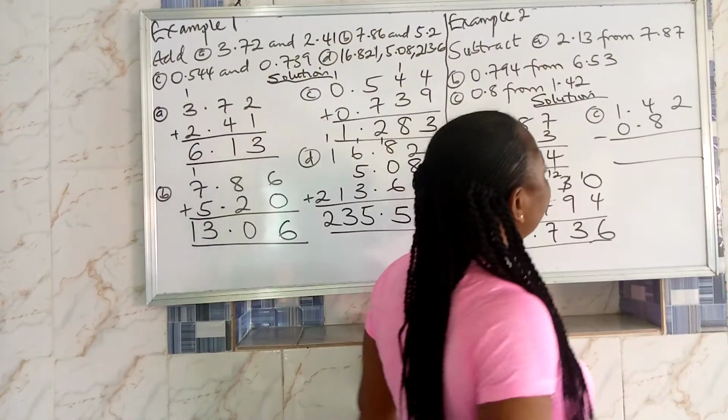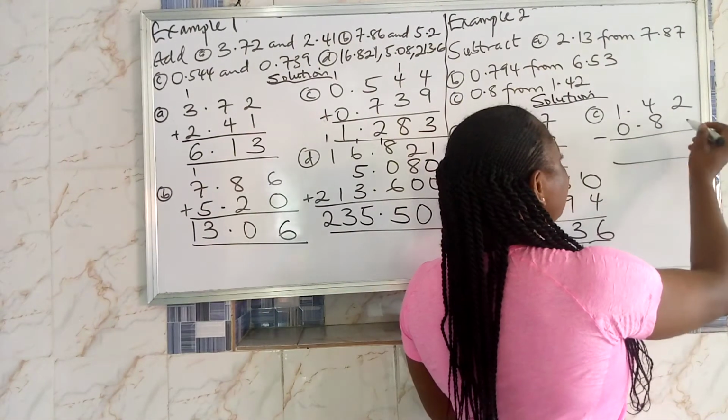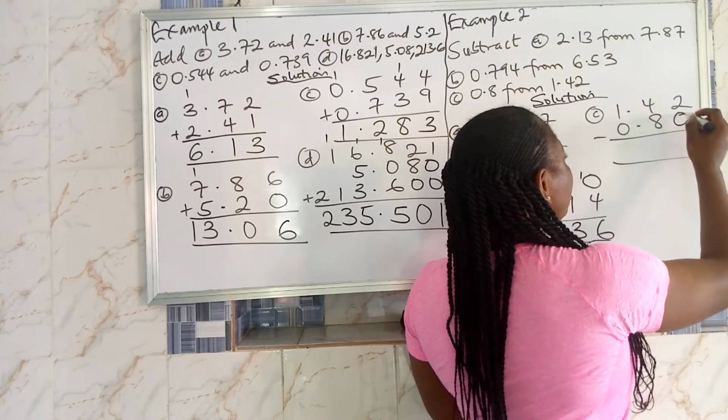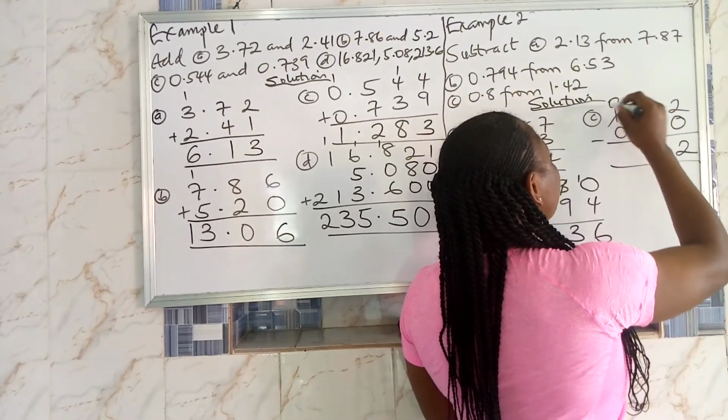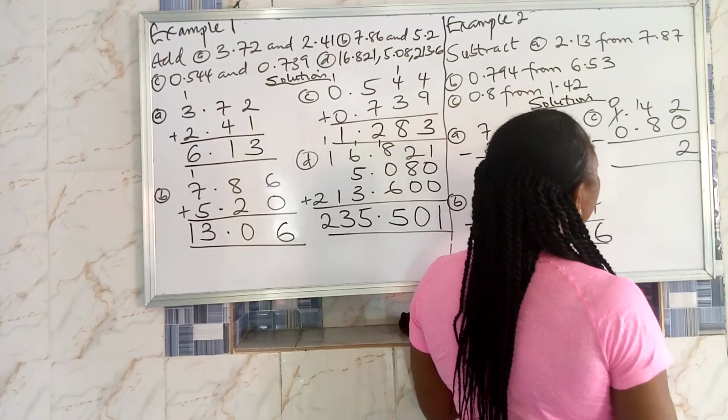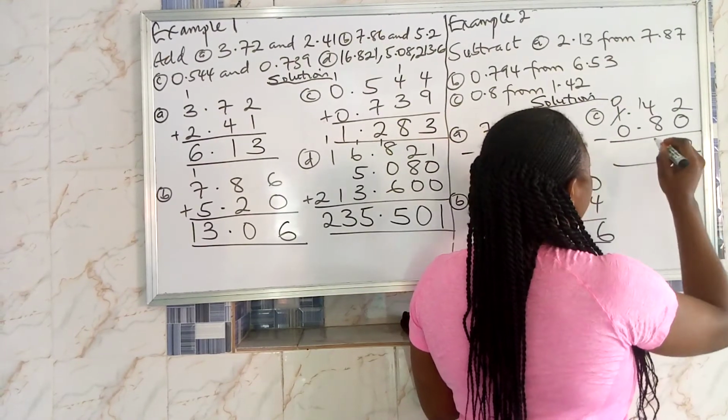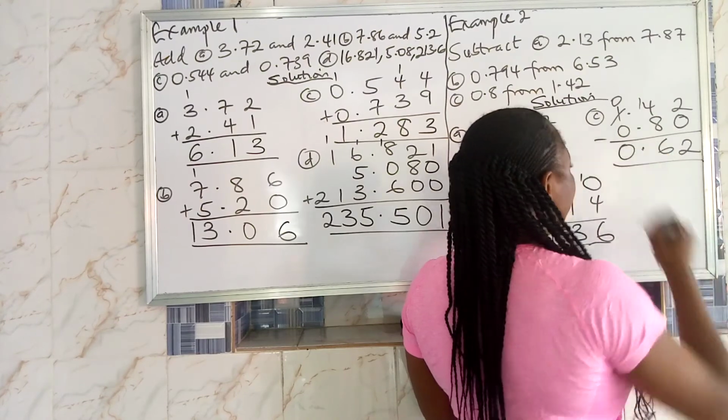The third one, this is 2 decimal places. This is 1. So add 0 to this. 2 minus 0 will give you 2. 4 minus 8 is impossible. Borrow 1. That's 14 minus 8 will give me 6. So 0 minus 0 will give you 0.